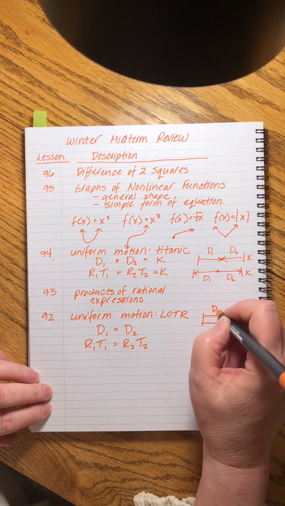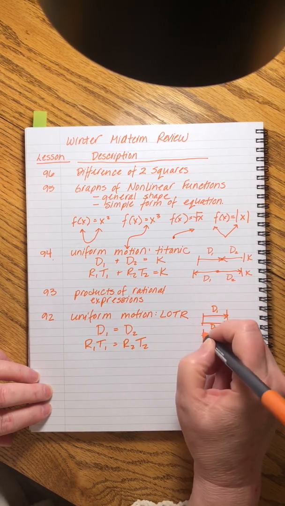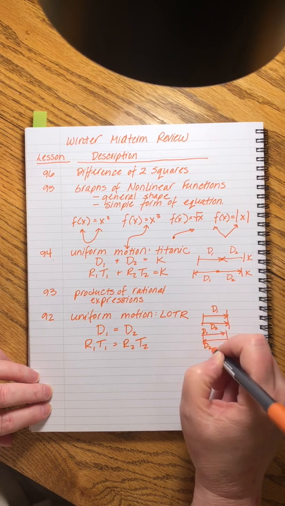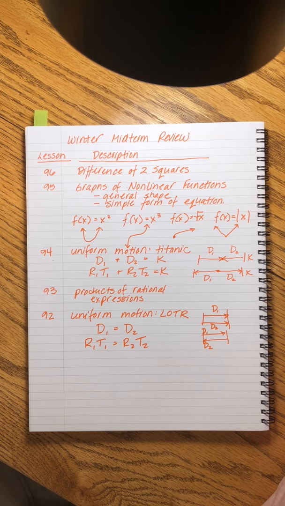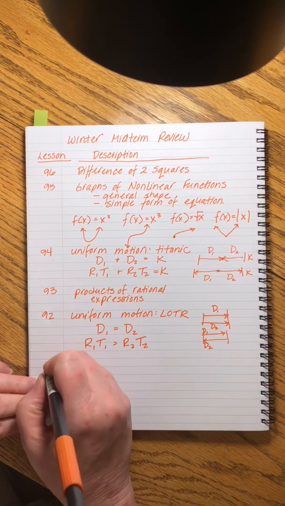Again, I want to see all of this in your problems so that it's beautiful and perfect, okay? 91 is about spheres. I'm not going to test you on spheres. I don't like spheres. They just bore me. Graphing inequalities, yes.